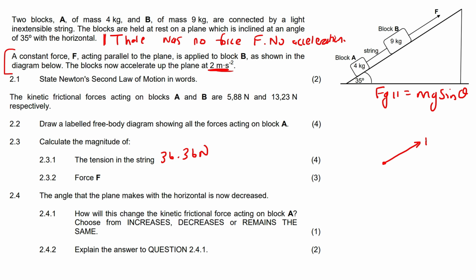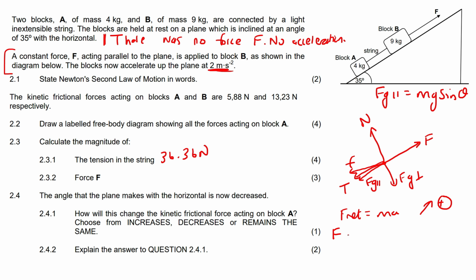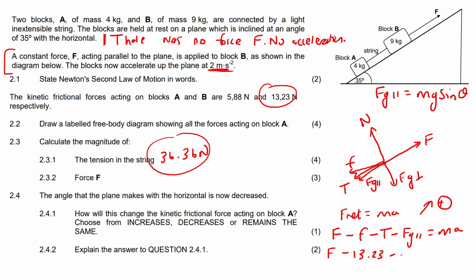Okay, so we're going to do a quick free body diagram on object B. We know that there's a force pulling it up. We know that there's a tension force pulling it down. We've got a normal force, a perpendicular gravity, a parallel gravity, and a friction force. If we use F net equals MA and we choose up the slope as positive, then it's going to be the force minus the friction, minus the tension, minus the FG parallel equals MA. Now this one's friction is 13.23. The tension we got from the previous one is 36.36. I'm going to run out of space here.